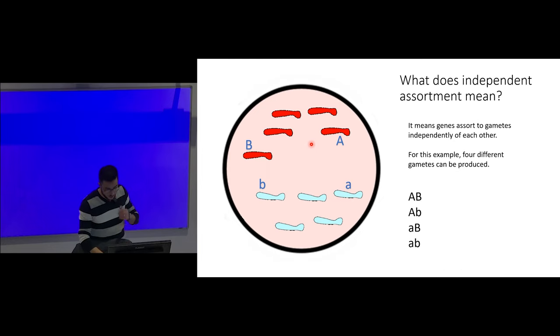So, convention covered. Anyway, just remember that the gametes produced are the combination of all the combinations that are possible for each gene. In this case, because we're talking about two-gene inheritance, we're talking about four combinations.